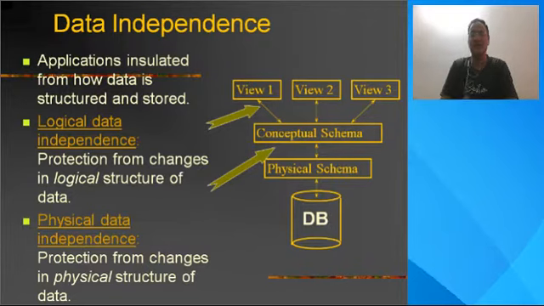So this is the architecture of the database. Through this architecture we can see the data independence. These are the three views of the data: view 1, view 2, view 3 are the external views, the conceptual view is in the middle, and this is also sometimes called the logical view. Below the conceptual view there is the physical level, and below the physical level there is the database where the actual data is stored. So a change made at the physical level will not affect the conceptual level, and a change at the logical level will not affect the external level.